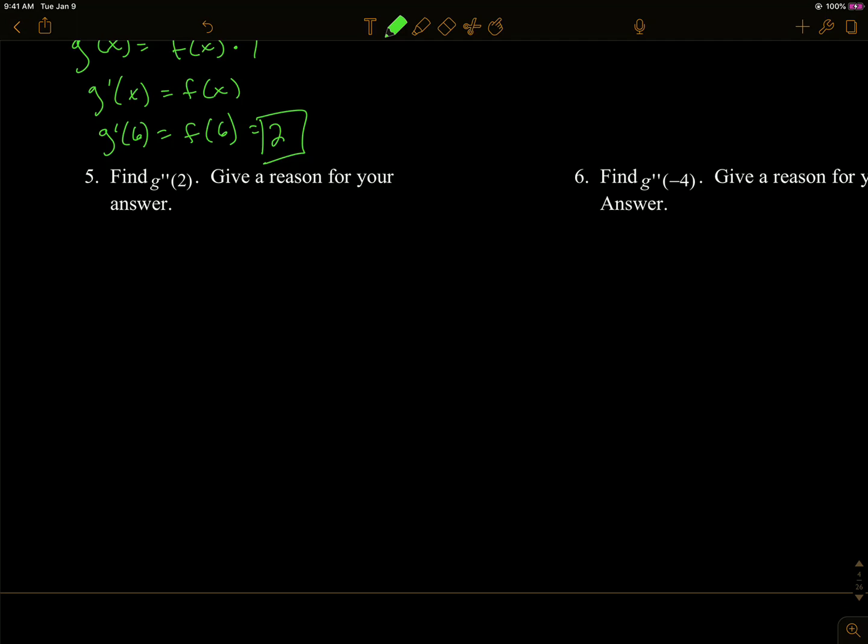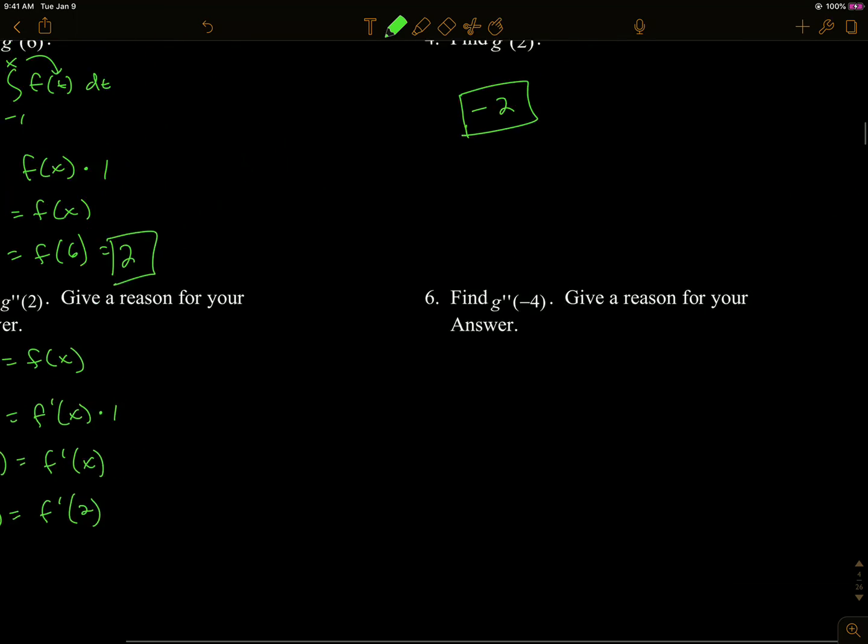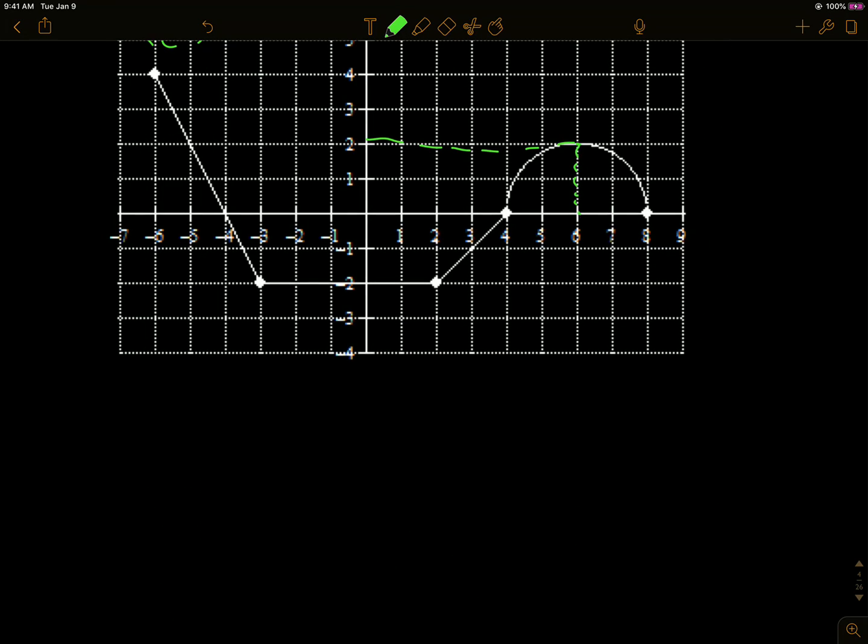Let's look at doing the second derivative now. So g prime of x, we know from above, was f of x. We already did that part, right? So now g double prime of x is equal to f prime of x, and the inner function's x, so it's just 1 again. So g double prime of x is equal to f prime of x. So now we want to find g double prime of 2, which would be equal to f prime of 2. So since we have a graph of f, let's go see what the slope of the tangent line is at 2.